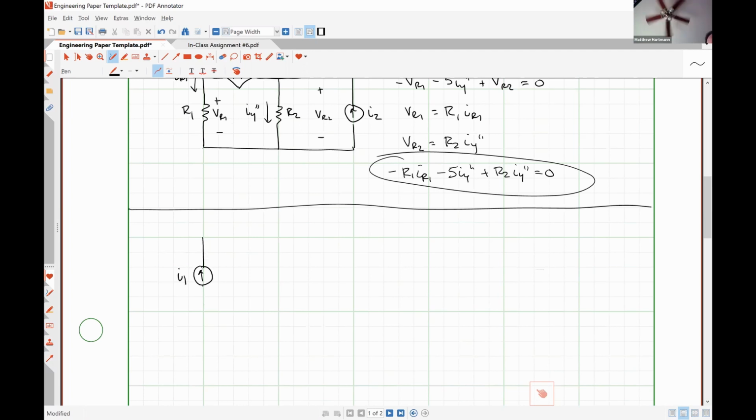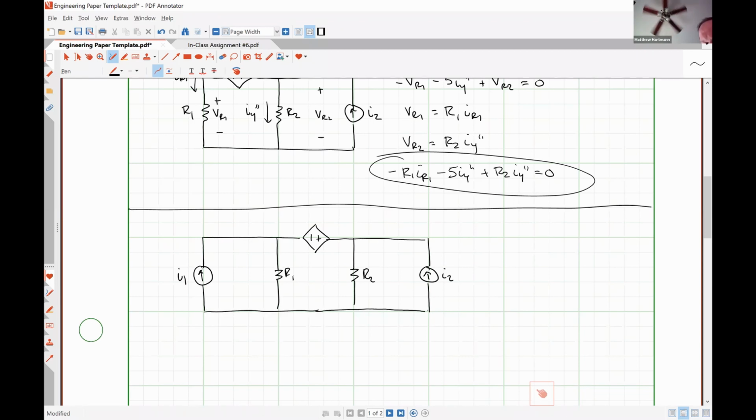I1, R1, R2, I2, 5IY, where this current is IY.